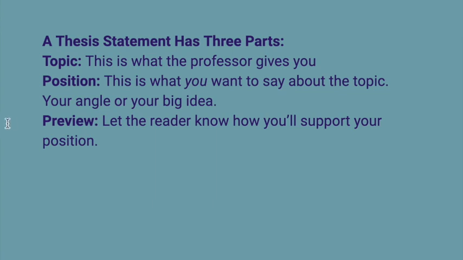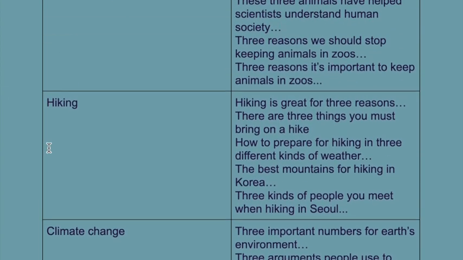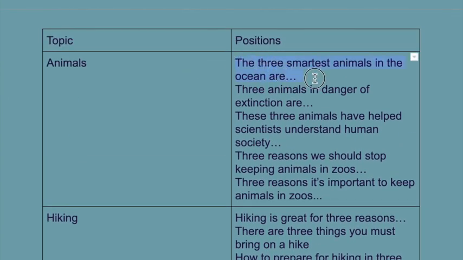Now, the third part is a preview, and a preview lets the reader know how you'll support your position. A good 5-paragraph essay often has 3 supporting ideas. So usually your preview will look like 3 supporting points, which you summarize very, very shortly in your thesis statement. So, for example, the 3 smartest animals in the ocean are the dolphin, the orca, and the humpback whale. I'm not sure if those are the actual 3, but that is my 3 supporting points for this position. These 3 animals have helped scientists understand human society. And then we give, once again, 3 different animals.